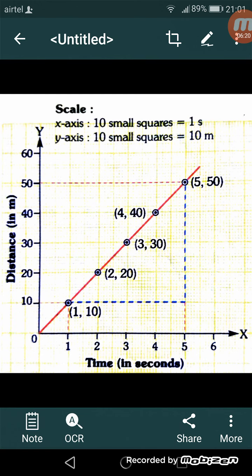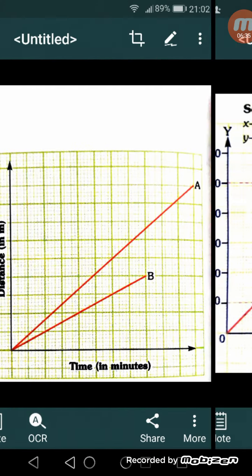Here on the x-axis 10 small squares are equal to 1 second, and on the y-axis 10 small squares are equal to 10 meters. So in this way we can draw the line graph, and this is representing the distance-time graph for a body in uniform motion.